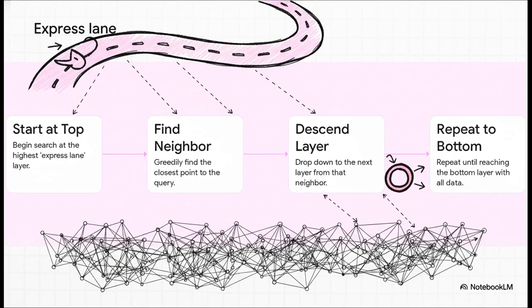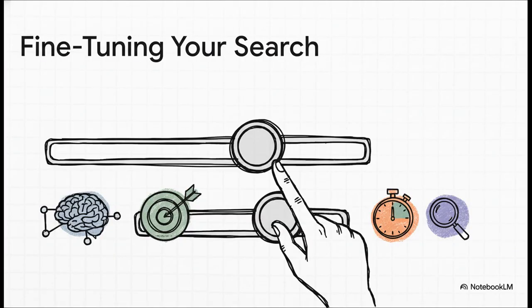the actual data lives. And one of the coolest parts is that this whole system is highly tunable. It's like having a bunch of dials you can turn. Developers can adjust these key parameters to find the perfect balance for whatever they're building. If you need more accuracy, you can increase the number of connections between points. Need more speed? You can dial them back.